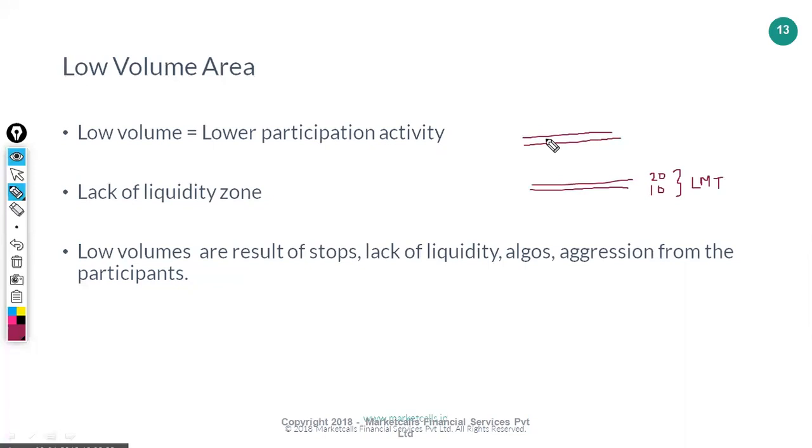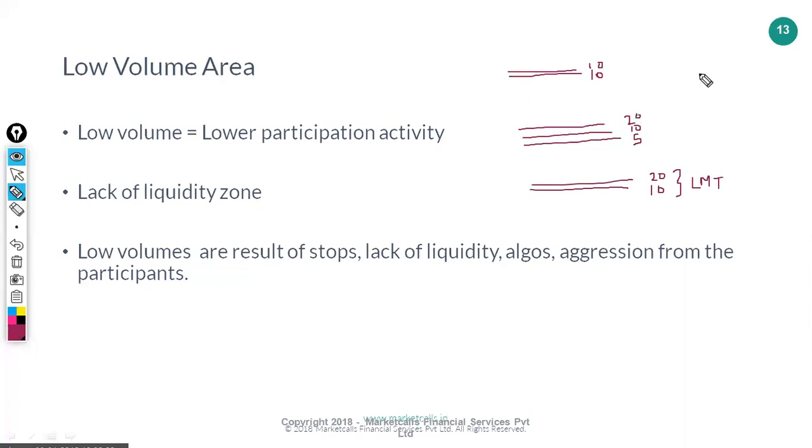So the next liquidity will be available in this band where there are 5 lots. Again, some 10 lots will be sitting as a limit order and 20 lots will be sitting as a limit order. Again, you'll be having a liquidity gap, right? So again, let's say 10 lots here and 10 lots here.